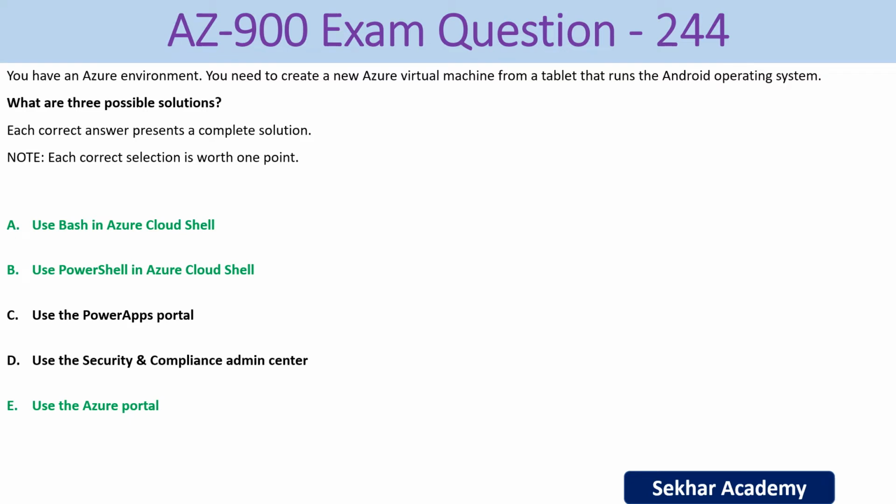The Android tablet device will have a web browser, so that's enough to connect to the Azure portal. The Azure portal offers three ways to create a virtual machine: using the graphical mode that you see in the Azure portal, using the Azure Cloud Shell with Bash, and using the Azure Cloud Shell with PowerShell. These are the three ways you can create the virtual machine.